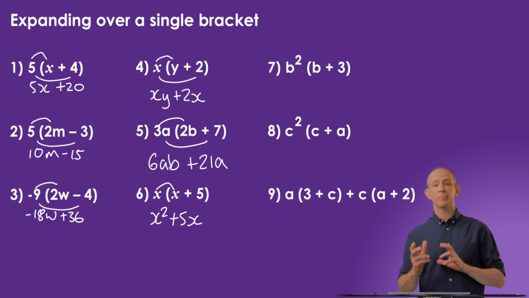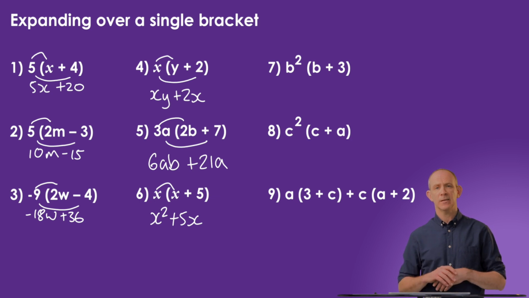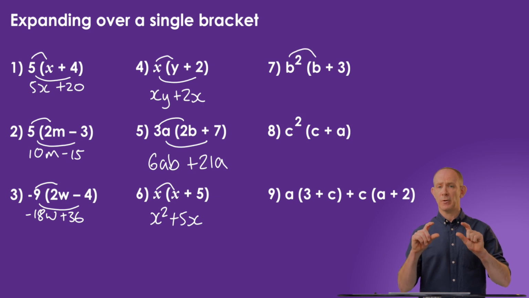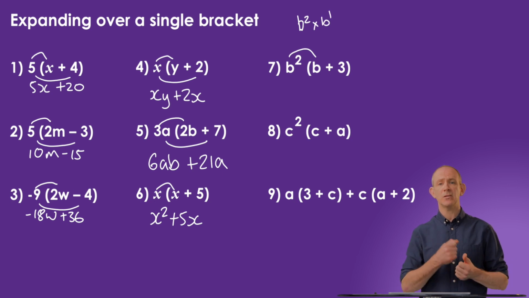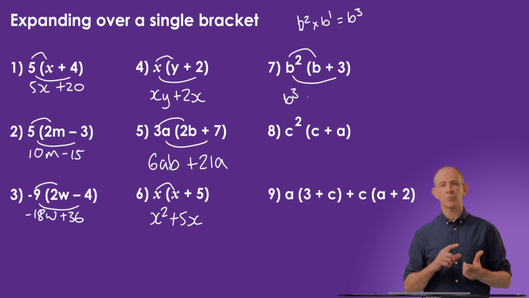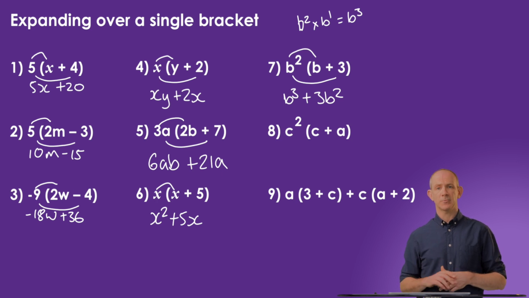So in number 7, we've got b squared outside the brackets multiplied by b plus 3 inside the brackets. Now, let's remember our index laws. When you have 2 numbers and they're being multiplied together, and they're both the same, in this case b, but they have different powers, we can add the powers together. So b squared times b to the power of 1 equals b to the power of 3. So that's what we can write as the product of our first multiplication, b to the power of 3. We've then got b squared times positive 3, so that gives us plus 3b squared. So you can write your answer b cubed, b to the power of 3, plus 3b squared.